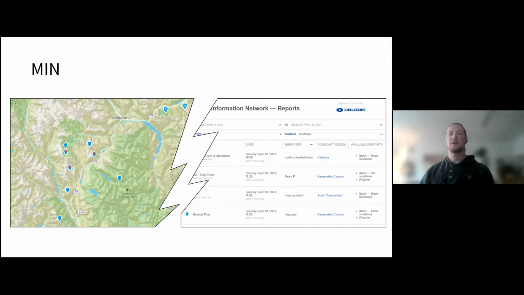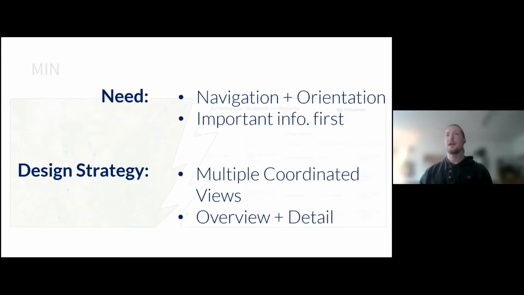And one thing that struck me was that the map and the informational views are separated. They're not linked, and it makes it quite hard to navigate where things are in space and what information I've already read. And also I found getting into the most high value information took a few steps. So to recap, I wanted to improve the navigation and orientation in the interface and highlight important information first.